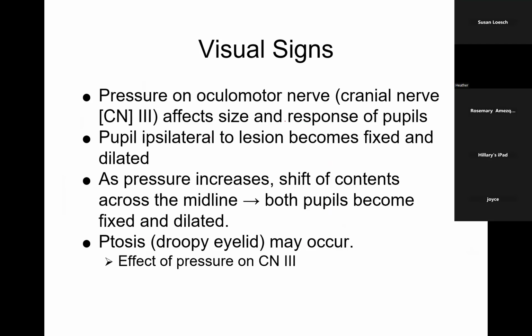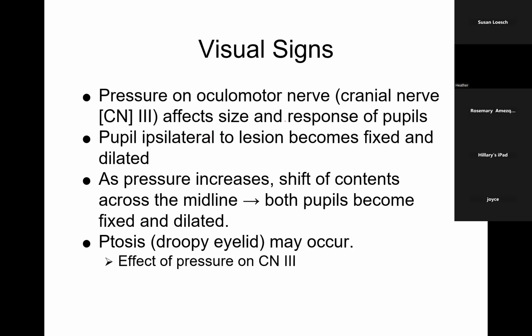So, in addition to papilledema, other indicators of increasing intracranial pressure are seen in the eyes. Pressure on cranial nerve 3, which is the oculomotor nerve, will affect the size and the response of the pupils. So one pupil ipsilateral to the lesion becomes fixed or unresponsive to the light and dilated as the peripheral nervous system in the affected oculomotor nerves become nonfunctional. With additional pressure increase, both pupils eventually will become fixed, dilated, or what we call blown.